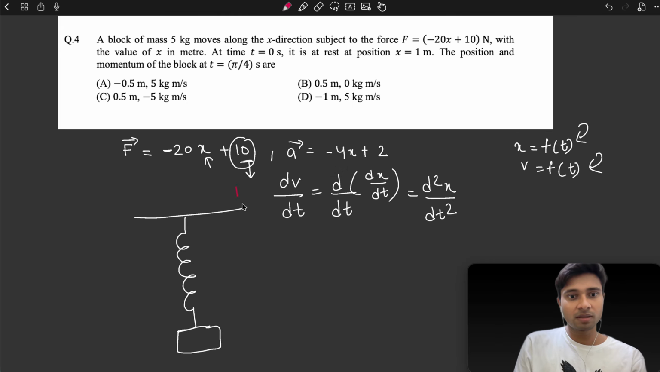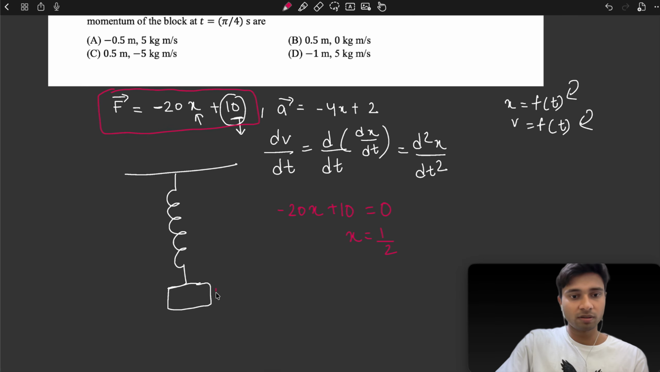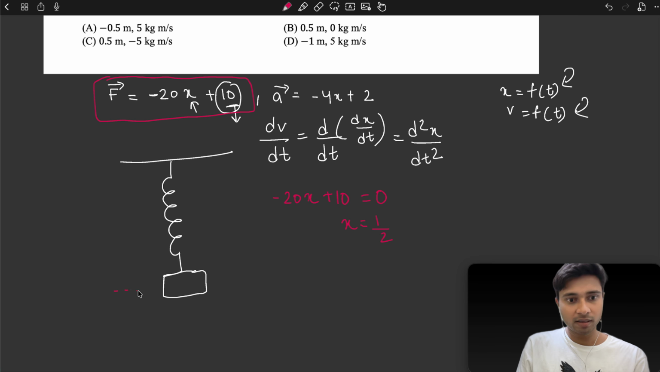Now this is quite easy for us. What we are going to do is find the equilibrium position. Equilibrium position is where force is 0, where acceleration is 0. So minus 20x plus 10, this is force, and this should be 0. So x will be 1 by 2, which is 0.5. This is my equilibrium position, where x equals 1 by 2.